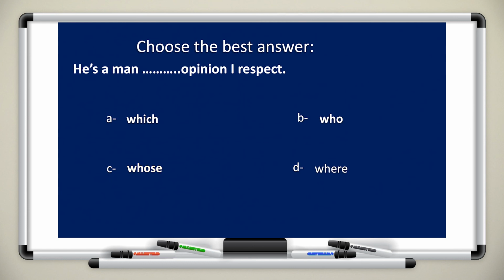Let's look at the next example. He's a man whose opinion I respect. Now I'm talking about the opinion of the man. So which one am I going to be using? Which, where, who, or whose? Obviously, I'll be going with whose.